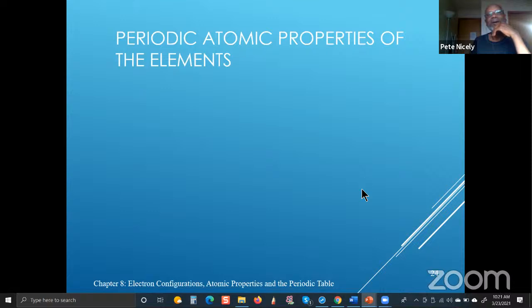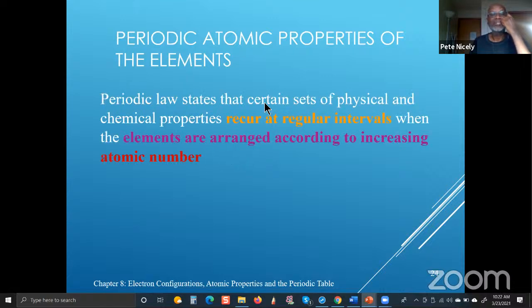So the next thing we're going to talk about, which is another consequence of determining the electron configuration of atoms, what we're looking at in this section is the periodic properties of the elements, all right? When we're talking about the periodic properties, we're talking about how the properties vary for the different elements as you go across a period and down a group. So there is a periodic law which states that certain sets of physical and chemical properties recur at regular intervals when the elements are arranged according to their increasing atomic number, all right?